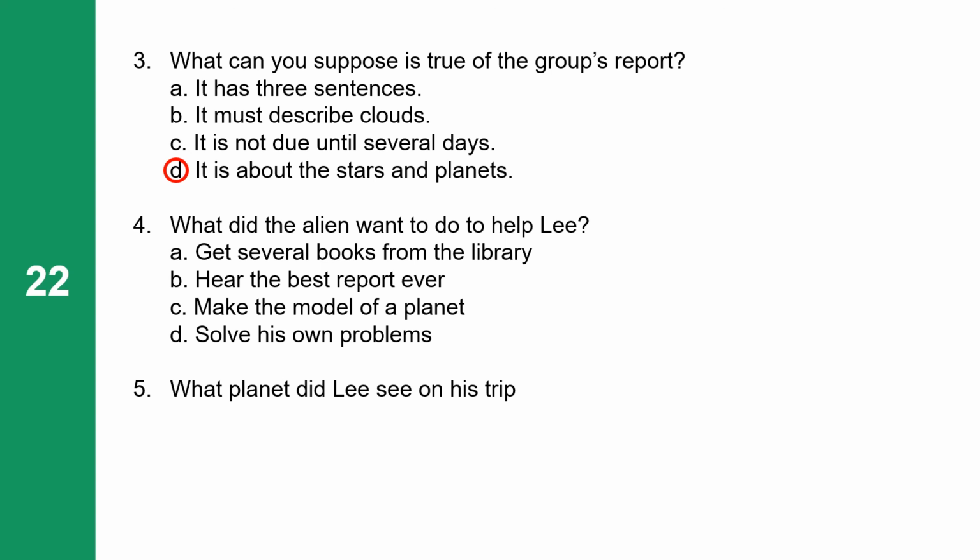Number 4, what did the alien want to do to help Lee? A, get several books from the library. B, hear the best report ever. C, make the model of a planet. D, solve his own problems. Okay, the answer will be C, make the model of a planet. Okay, last question. What planet did Lee see on his trip? He traveled to see Mars on the trip. He viewed Mars on the trip.